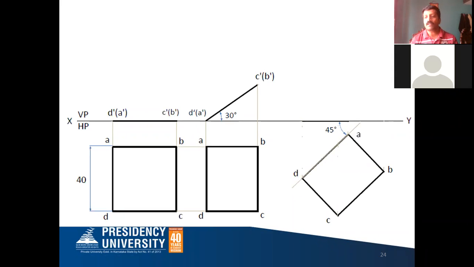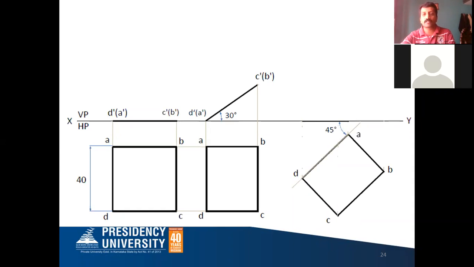What exactly have you done? You have redrawn the previous apparent shape of the top view such that the resting edge AD comes on this 45 degree line, without changing its shape and dimensions, including all the other points. So this completes your top view.